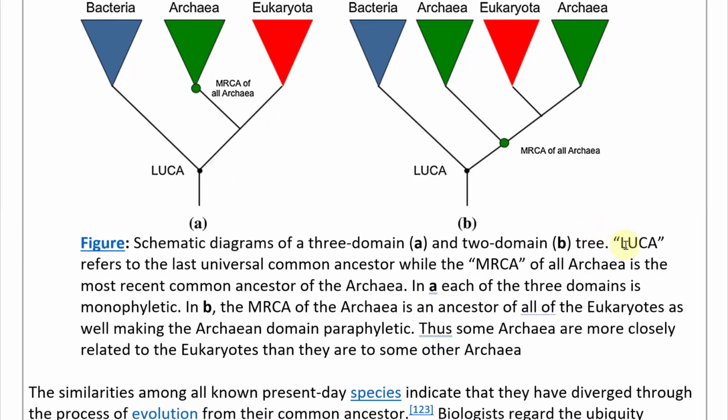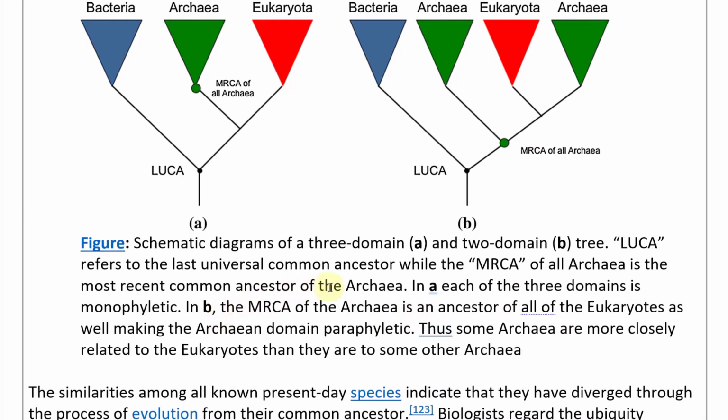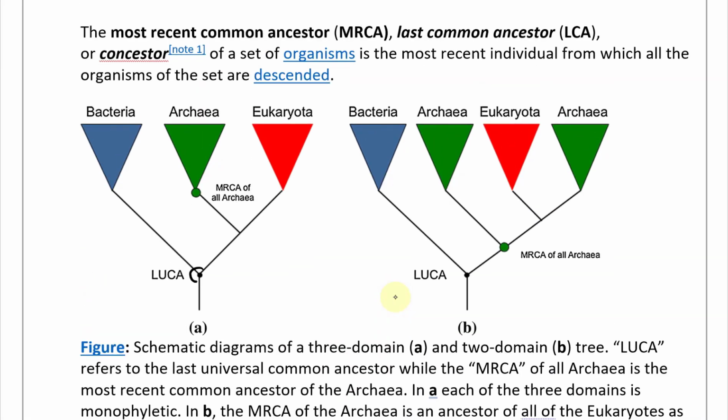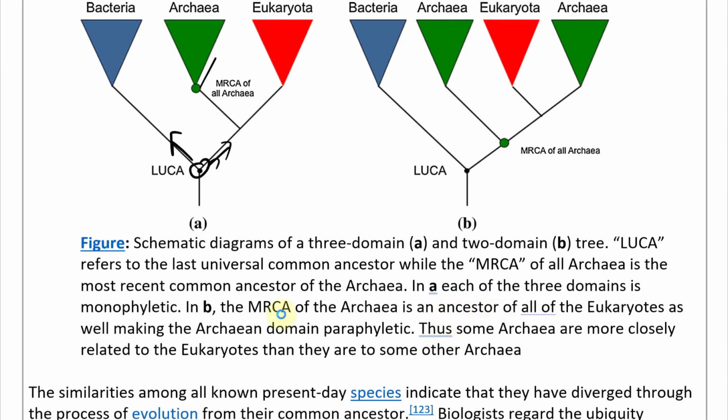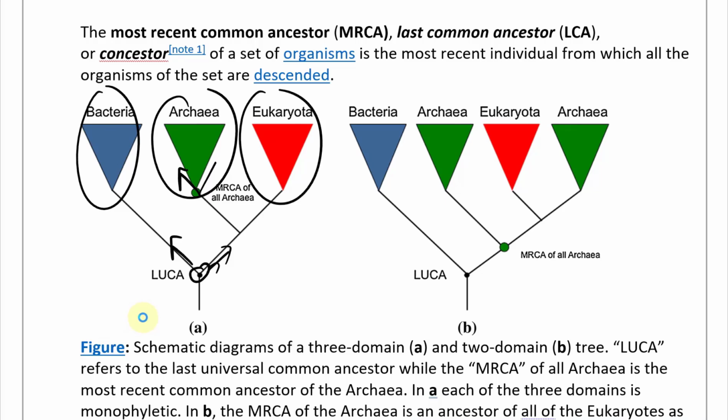So here's LUCA, which refers to the last universal common ancestor, while the MRCA of all archaea is the most recent common ancestor of the archaea. So what you have is this one here in A. This is the universal common ancestor to all of them, so all of them branch out from this. Now this one is just to the archaea. And in A, each of the 3 domains is monophyletic. So each of these contains the entire branch. So there's 1, 2, and 3.